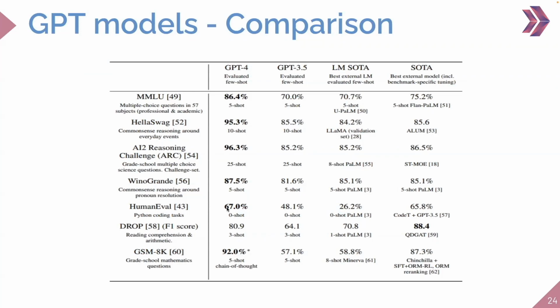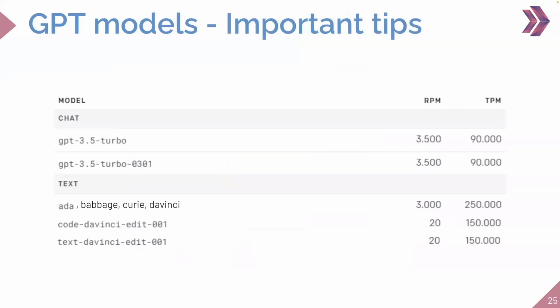92, 67. You can see the Python coding tasks still need to be enhanced, improved. Also for the drop, the result of the GPT-4 is acceptable, right? Nearly 80. Okay, I think that's enough for the moment. I want to show a couple of important tips before the hands-on session. Then we will continue with the hands-on part.